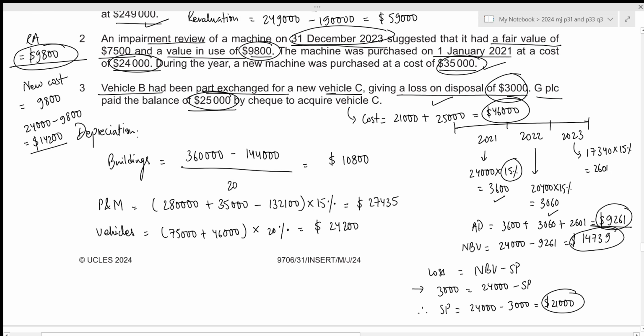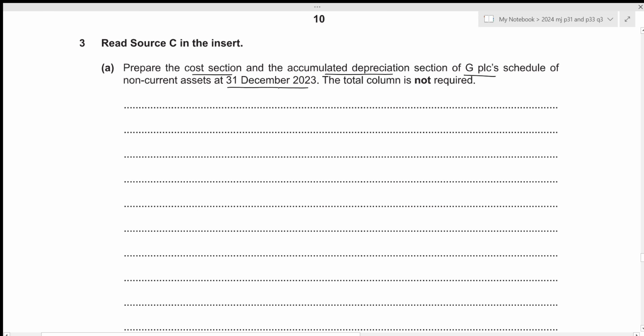Now let's prepare the schedule of non-current assets. So we have the schedule of non-current assets, and we only need to prepare the cost section and the accumulated depreciation section. This is at the date of 31st December 2023. Okay, we have motor vehicles, we have plant and machinery, and we have land and buildings.